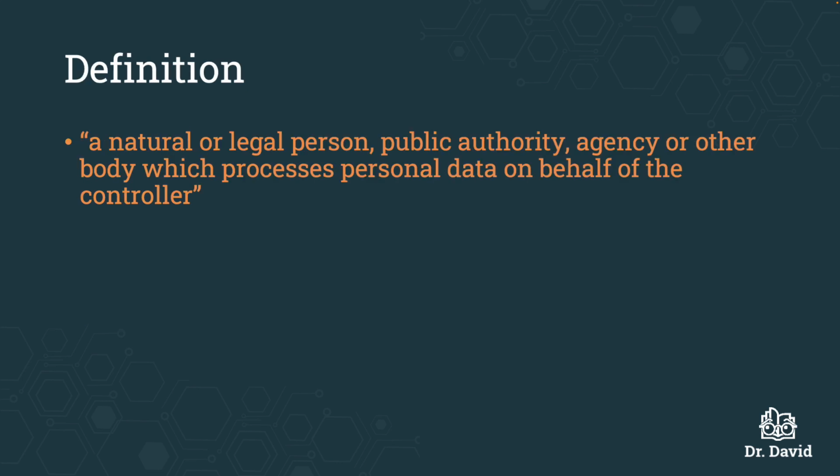As we've seen before, a data processor is a natural or legal person, public authority, agency, or other body which processes personal data on behalf of the controller. So the first half of this is identical to the data controller. Again, natural or legal person, public authority, agency, or body. It's the second half which is important. And again, the data processor is processing on behalf of the data controller.